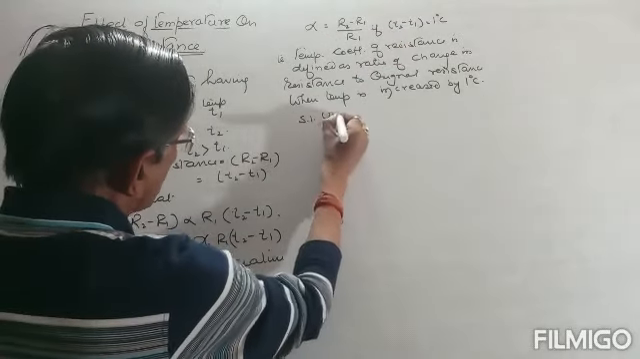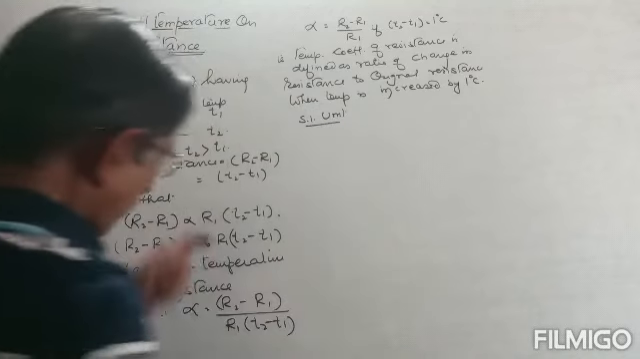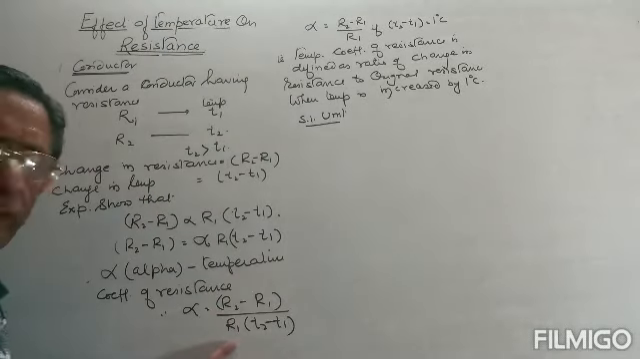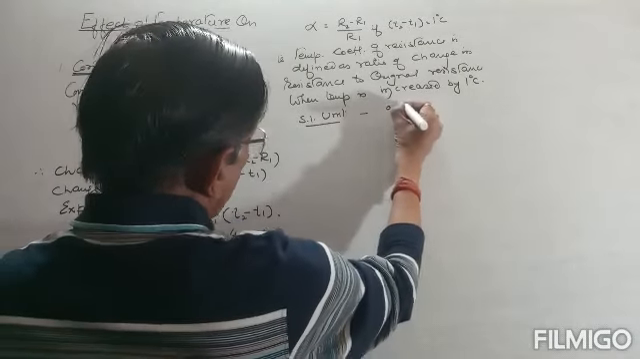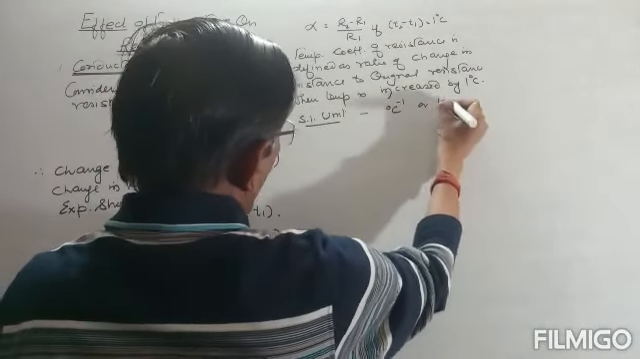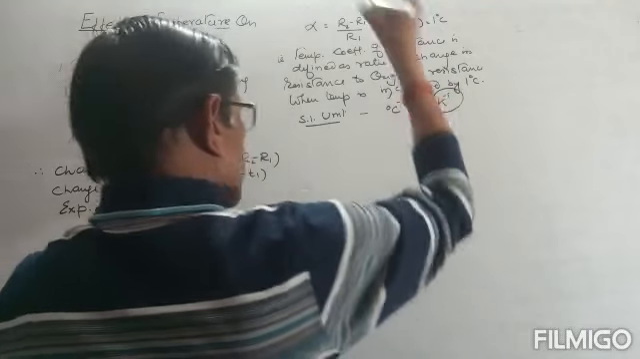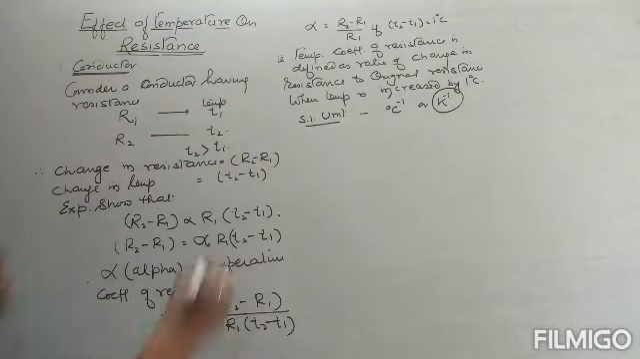SI unit. Students, the unit of resistance will cancel out with resistance, so it will be left with the unit of temperature. So its SI unit is degree Celsius power minus 1 or Kelvin power minus 1.